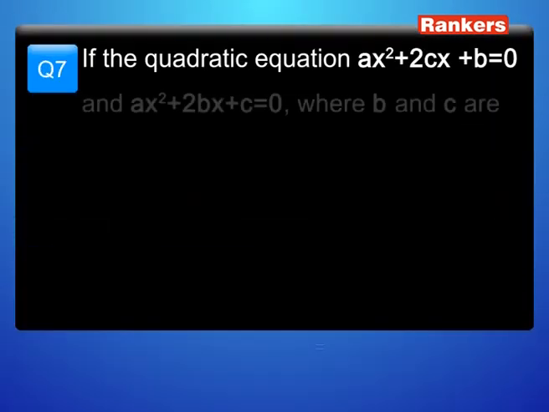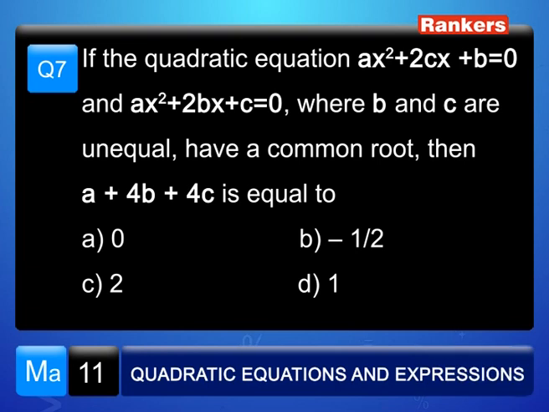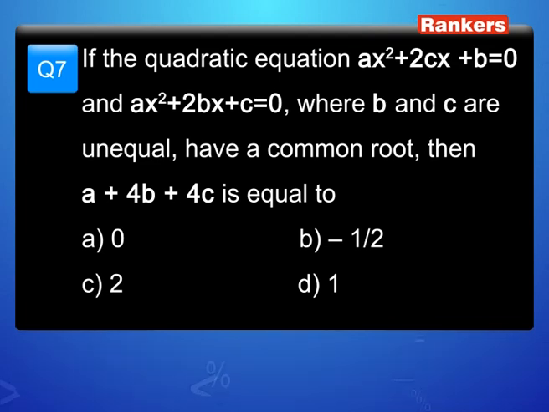Let's look at the next question here. If the quadratic equations ax squared plus 2cx plus b equal to 0 and ax squared plus 2bx plus c equal to 0, where b and c are unequal, have a common root, then what is the value of a plus 4b plus 4c? The options are 0, minus half, 2 and 1. Let's look at the problem here.